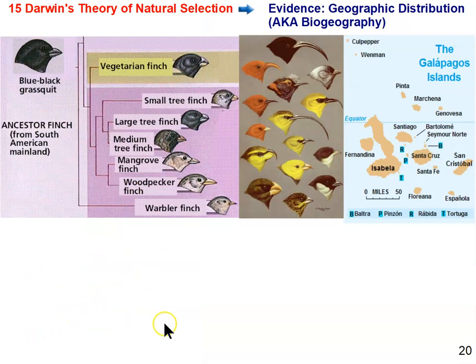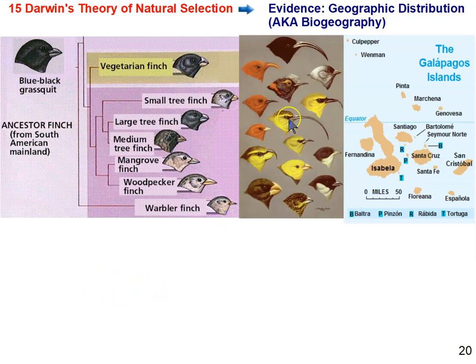Here we see the concept of biogeography, and as you can see here, we're looking at a map of the Galapagos Islands. And again, the Galapagos are not far from the coast of South America, Ecuador, and each island pretty much has a different habitat. In other words, the habitats vary widely from island to island on the Galapagos.